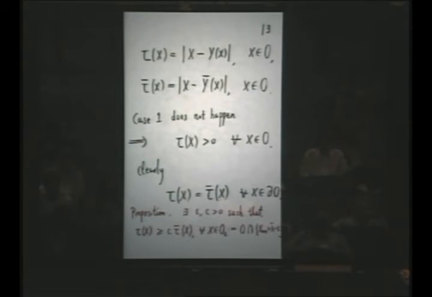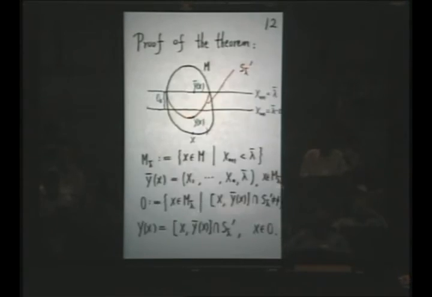There is another function, tau bar: I measure the distance from x to the plane. So there I have two functions, one is this distance, one is that distance. On the boundary of O, the value of tau and the value of tau bar are the same, because here both tau and tau bar are zero. So tau and tau bar coincide on the boundary of the open set, but tau is strictly smaller than tau bar. Anyway, tau is strictly positive inside.